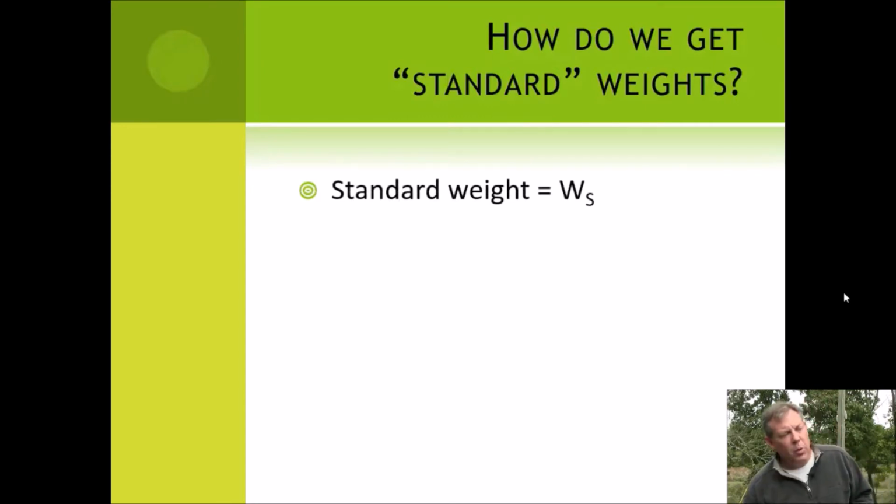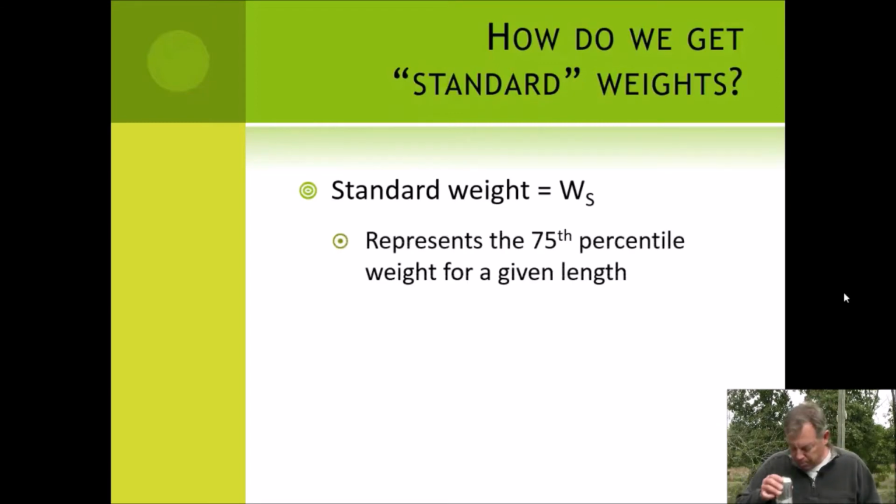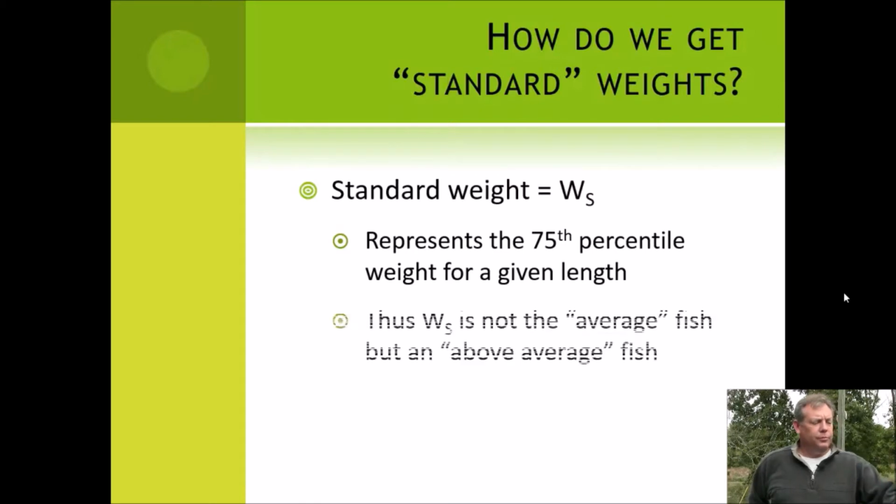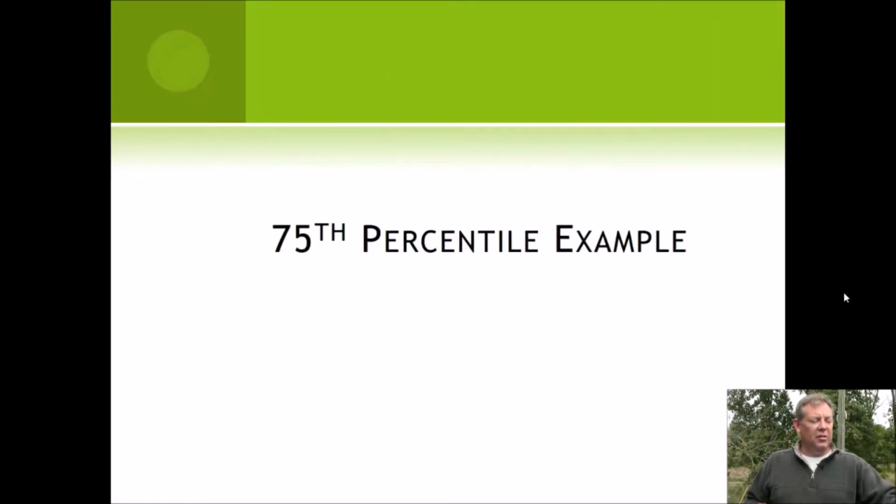We call the standard weight W sub S. This represents the 75th percentile weight for a given length. So the standard weight is not the average fish, but an above average fish, a relatively healthy fish that's at the 75th percentile of weights for its length. Again, that's based upon very large data sets.